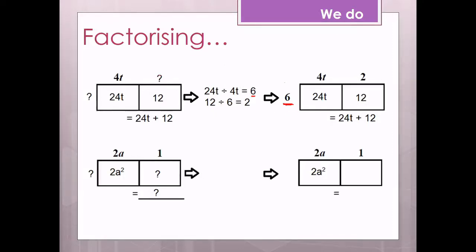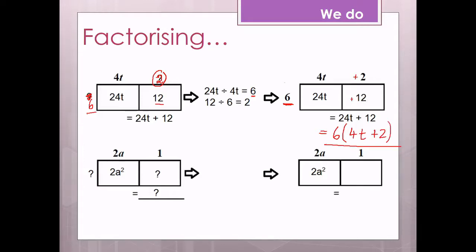Now, how would I work out what this second term is? Well, now that I've worked out that the highest common factor is 6, like I did on the previous slide, I'd go 12 divided by 6, and that would give me the missing number up there, which is 2. So you can see that the answer is 6 outside of 4t plus 2. 6 in brackets, 4t plus 2. If you tried that yourself, well done, you got it right.